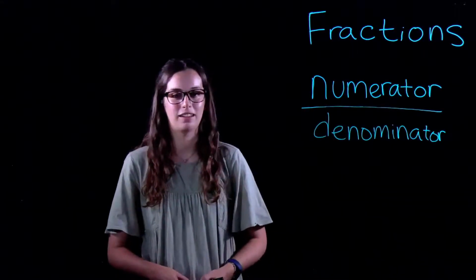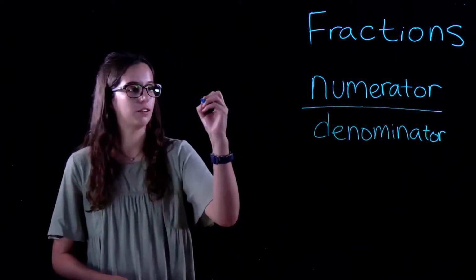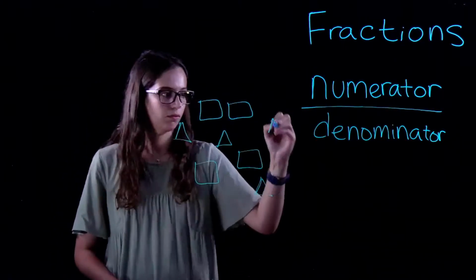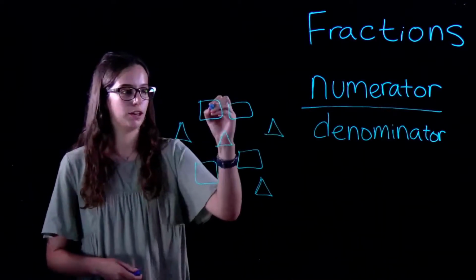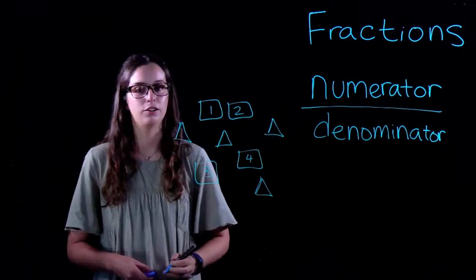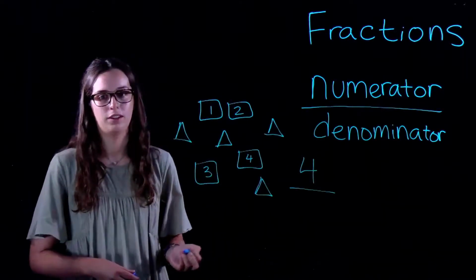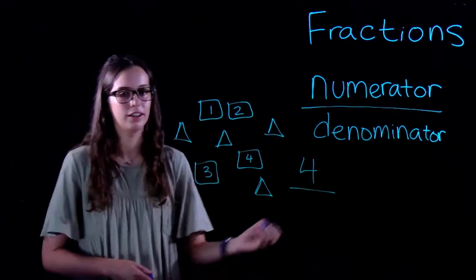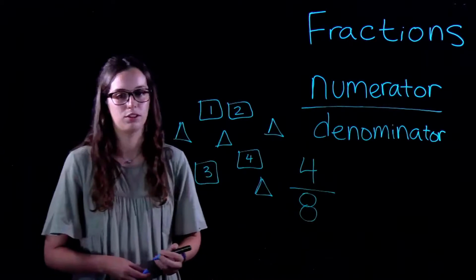Let's try a simple example with shapes. So we have 8 shapes, 4 squares and 4 triangles. We want to know what fraction of the shapes are squares. We have 4 squares, so that is our part. It goes on top as the numerator. We have 8 shapes total, so that goes on bottom as our denominator since it's the total number of shapes. 4/8 of our shapes are squares.